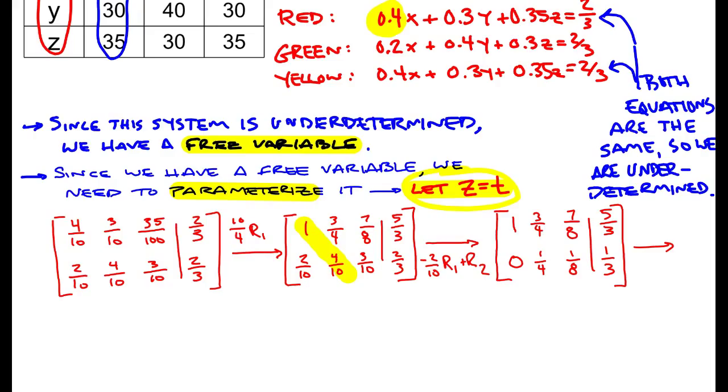The next thing I need to do is get a 1 in the second position of the second row. In order to do that, I'm going to just multiply that row by 4. So 4 times row 3 will get me a 1 in that position. I'll do that for you now.